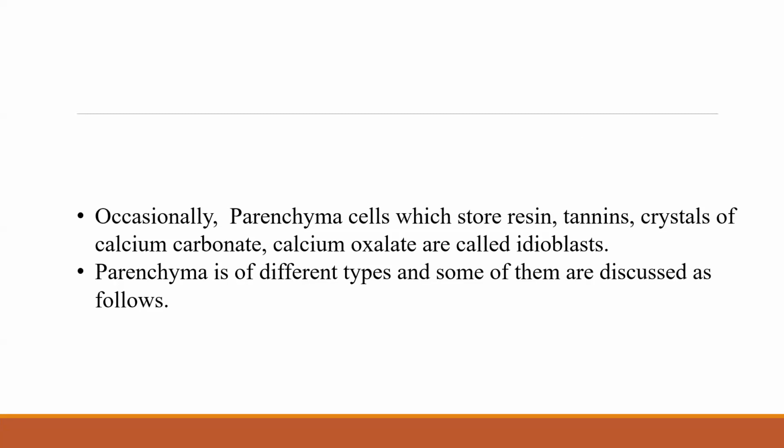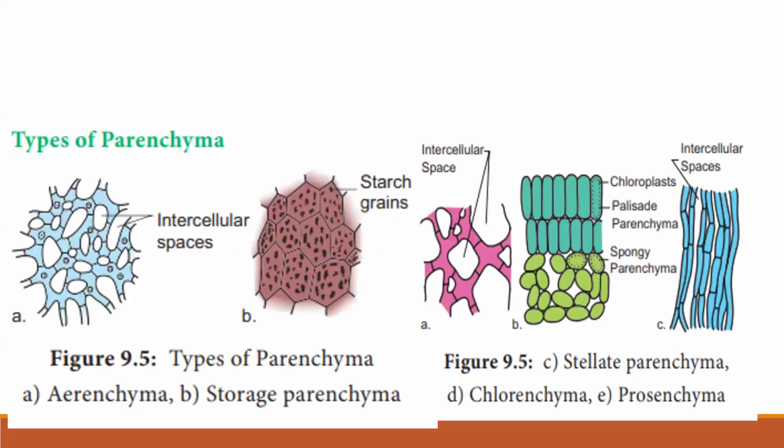So idioblast means nothing but the parenchyma cells with calcium carbonate or calcium oxalates, etc. Okay, so the parenchyma is of different types and some of them are discussed as follows. Based on their function and the storage of different materials, the parenchyma cells are again classified into different types. The first one is the aerenchyma, the next are the storage parenchyma, chlorenchyma and prosenchyma. These are the different types of parenchyma based on their storage and also their function.